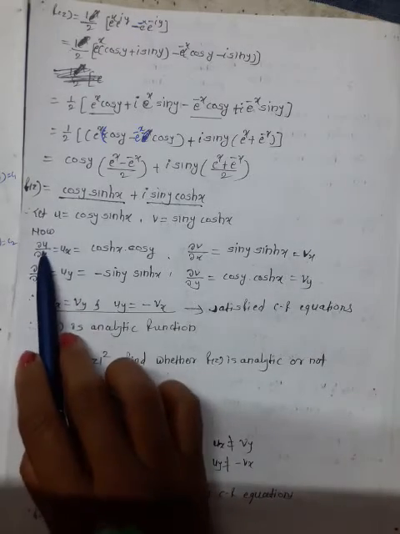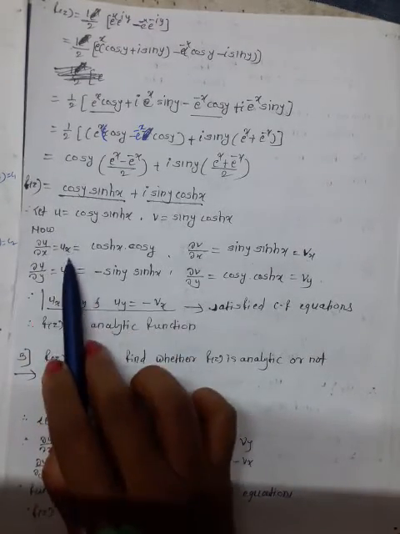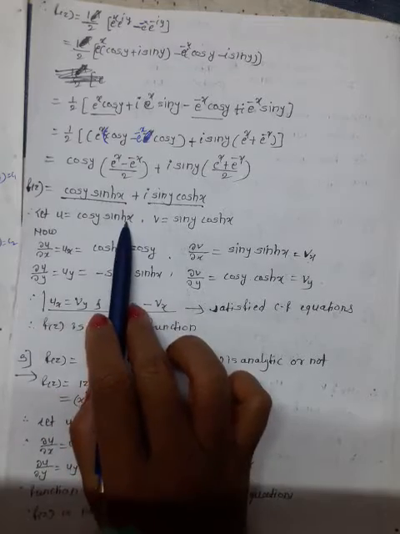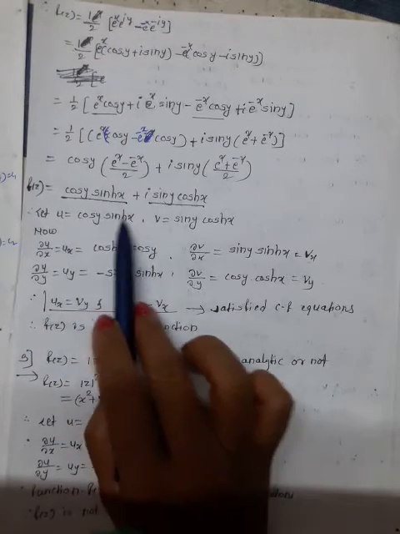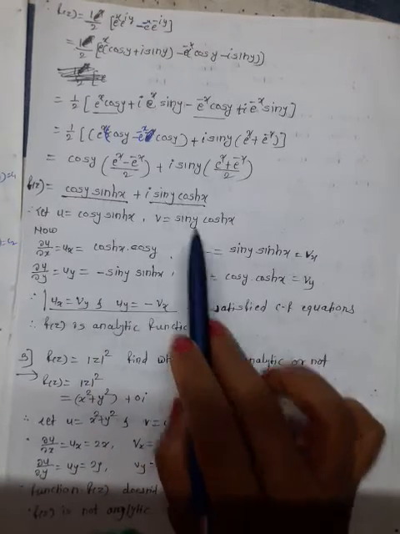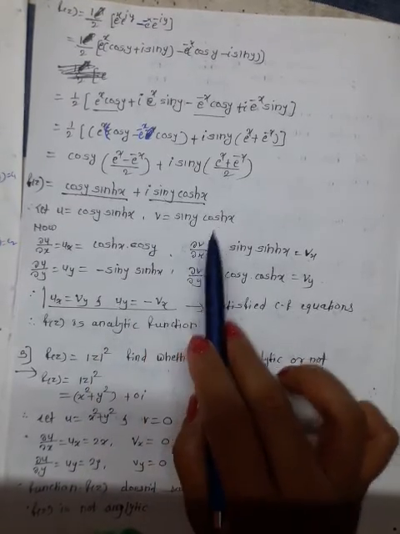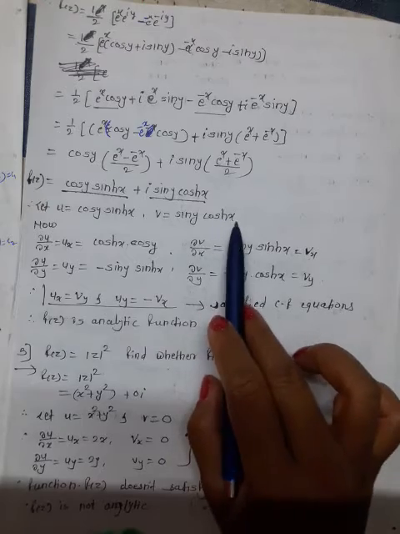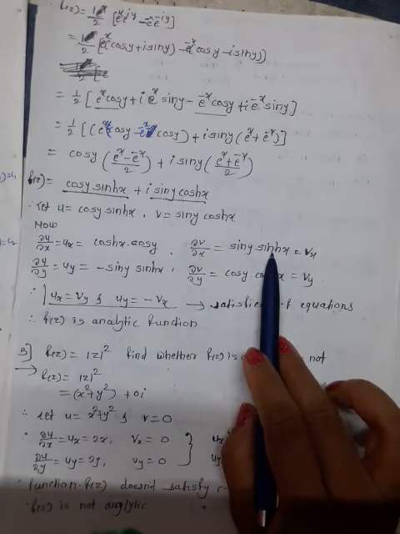Now first ux, that is, the derivative of u with respect to x. x is present here only, that's why cos y is a constant. The derivative of sin hyperbolic x is cos hyperbolic x. vx, the derivative of v with respect to x: sin y is constant, and the derivative of cos hyperbolic x is sin hyperbolic x.